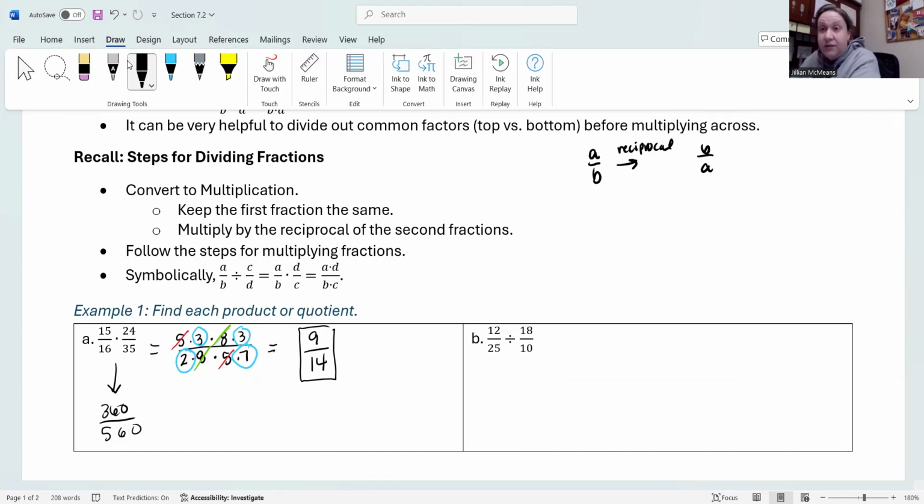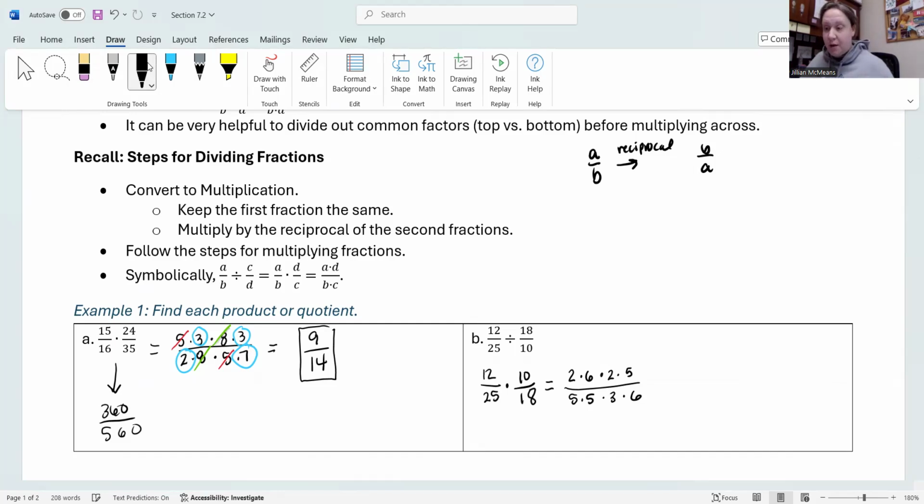Okay, so part B, we have a division this time. The very first thing we want to do is rewrite this as multiplication. So 12 over 25 stays the same, but then I multiply by the reciprocal of the second fraction. The reciprocal of 18 over 10 is 10 over 18. Now let's see if we can do some factoring. 12 I could write as 2 times 6. 10 I could write as 2 times 5. 25 I could write as 5 times 5. 18 I could write as 3 times 6.